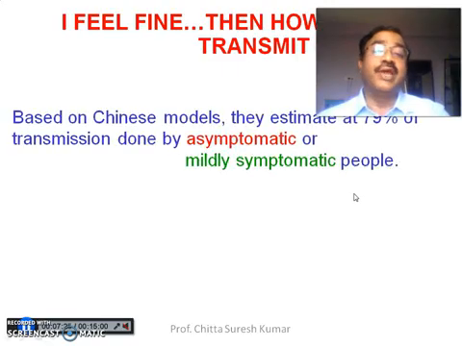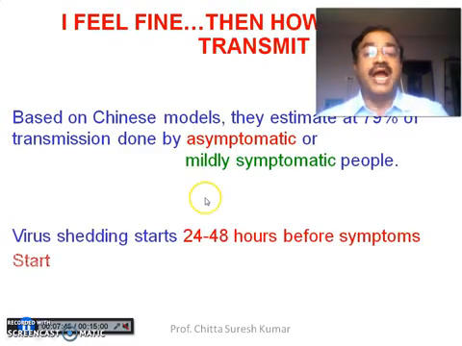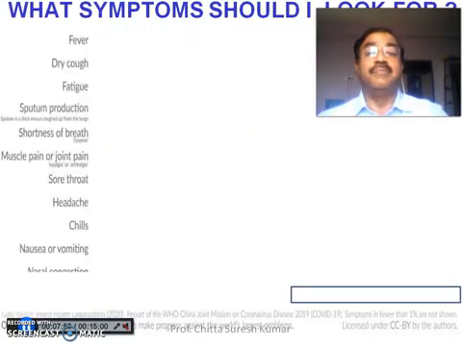So I feel fine, then how can I transmit it, and why should I stay inside? Based on the Chinese models, they estimate that 79% of transmission is done by asymptomatic or mild cases. So the propagation of transmission of this COVID is made mostly, 79%, by asymptomatic and mildly symptomatic people. And virus shedding starts 24 to 48 hours before the symptoms start. Remember, 24 to 48 hours before symptoms start on you, the virus starts shedding, and that is going to affect the population.